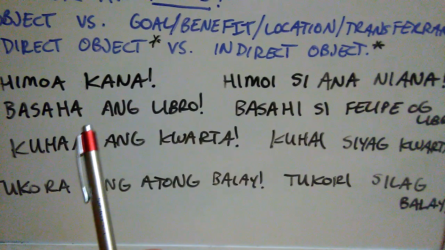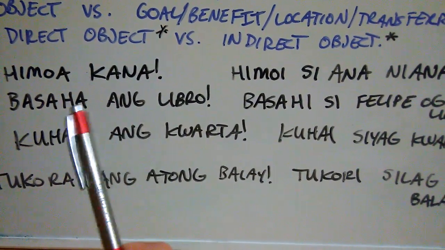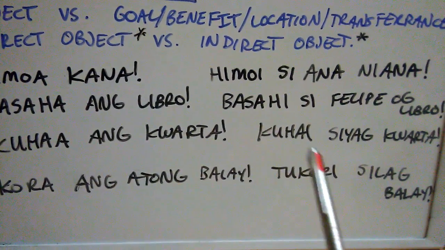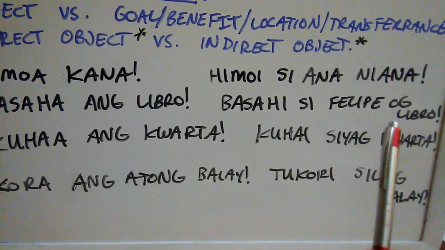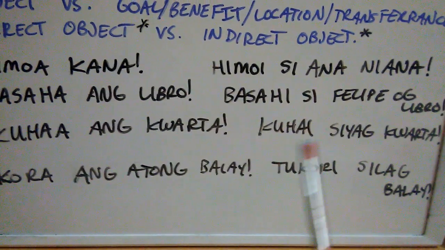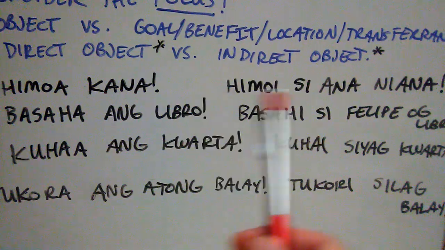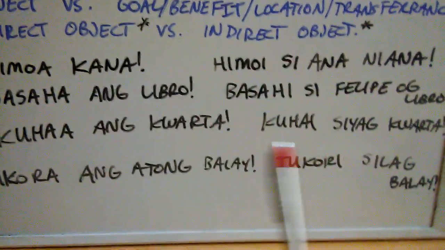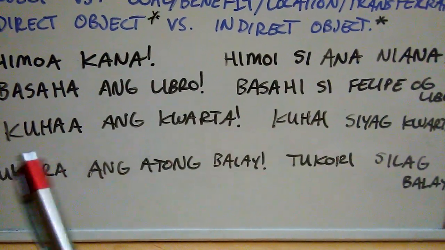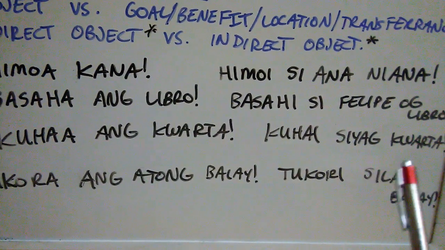The next sentence can clarify that too. Basaha ang libro. So basaha ang libro means read the book, sorry. Basaha ang libro, read the book, right? Versus basahi si Felipe og libro, read a book to Felipe, read a book for Felipe. Okay, there's an action here that's benefiting somebody. So that's why I say you can look at it versus direct object or indirect object, okay? Kuhaa ang kwarta, take the money. Get the money or take the money. Kuhaa ang kwarta versus kuhai siya kwarta.